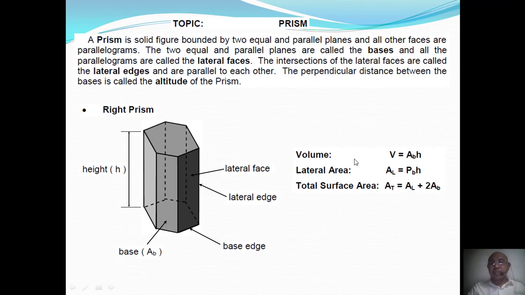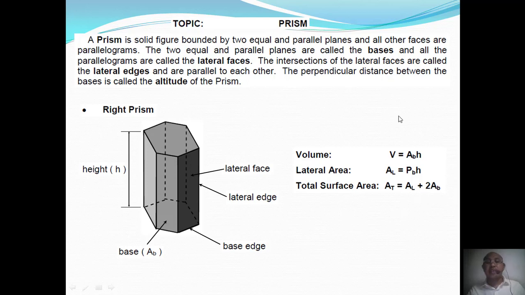So the volume of the prism is equal to the area of the base times the height. Then the lateral area is the perimeter of the base times the height, or the sum of the areas of the parallelograms. Compute the area of each parallelogram and then add. Then the total surface area. When you say lateral area, by the way, lateral area excludes the base. When it includes the base, all of it, we call it the total surface area. So the lateral area plus the base areas.